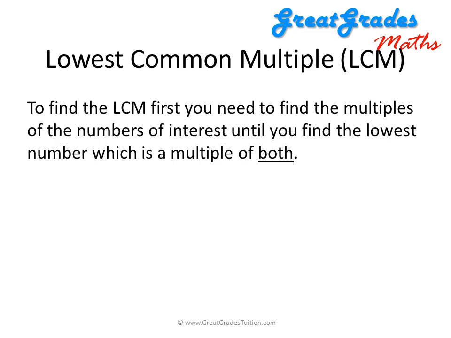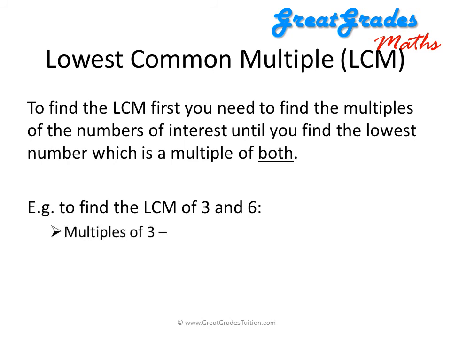So to find the lowest common multiple between two or more numbers, first of all we need to find the multiples of the numbers that we're interested in, and then we find the lowest number that is a multiple of both of the numbers.